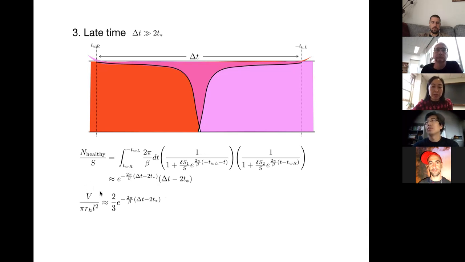The space-time volume of the post-collision region. In this case, they don't exactly match, but they have the same key feature in the sense that they both decrease exponentially in 2 pi over beta times delta t minus 2t star.